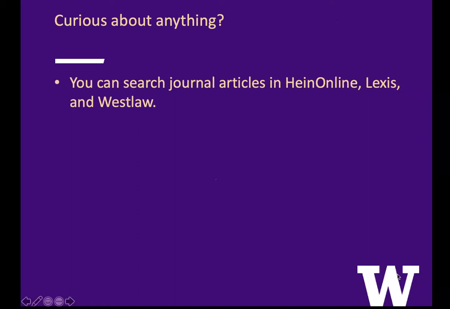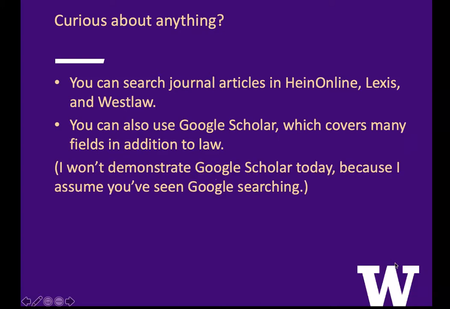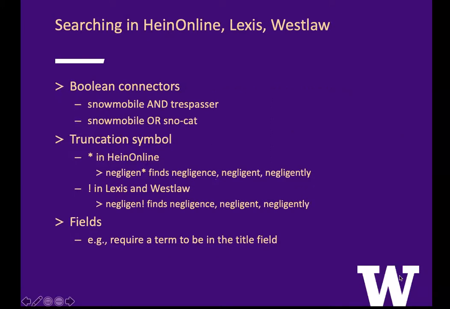You can search journal articles in HeinOnline, Lexis, and Westlaw. You can also use Google Scholar, which covers many fields, in addition to law. I won't demonstrate Google Scholar today because I assume you have seen Google searching. HeinOnline, Lexis, and Westlaw all allow you to use Boolean connectors. For example, you can search for an article that has the word snowmobile and the word trespasser, or you could look for the word snowmobile or snowcat.